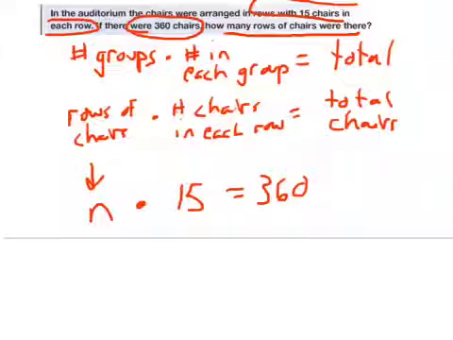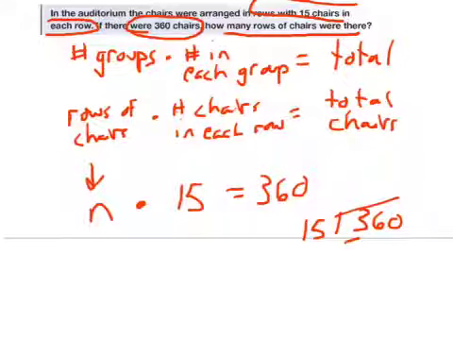Okay? So now to solve this can get a little tricky sometimes. If I knew the number of rows of chairs, and I knew the chairs in each row, I could just multiply those together. But I don't know this value. But I do know the total. Whenever you know the total, you're going to divide to solve this problem. You're going to take that total and divide it by the other number you have. So I'm going to take 360 and divide it by 15 to get my answer. I'm taking my total that I know and dividing it by the other number I was given.